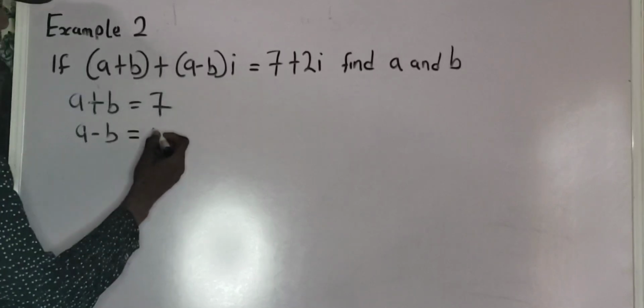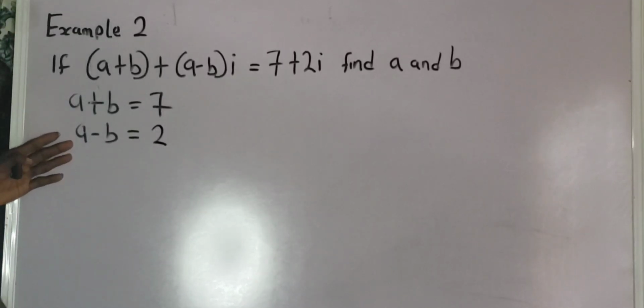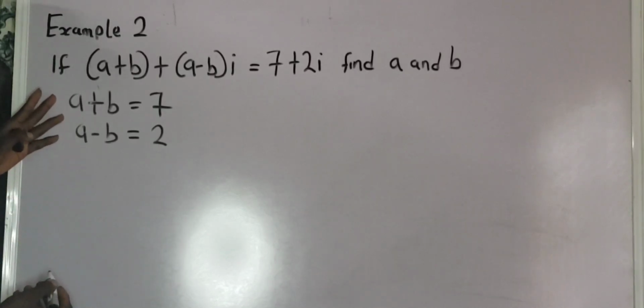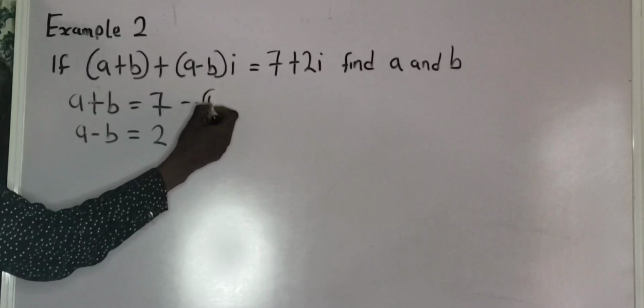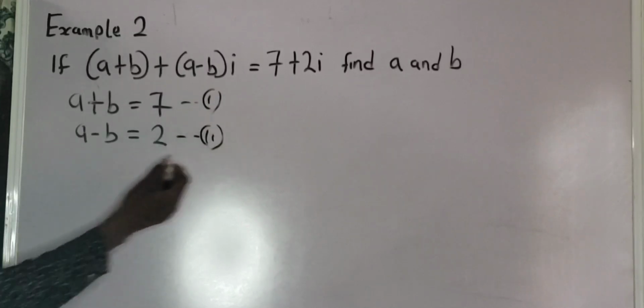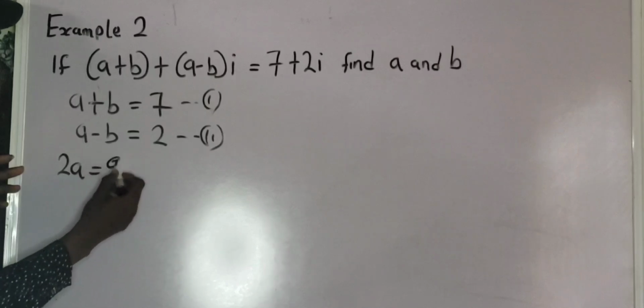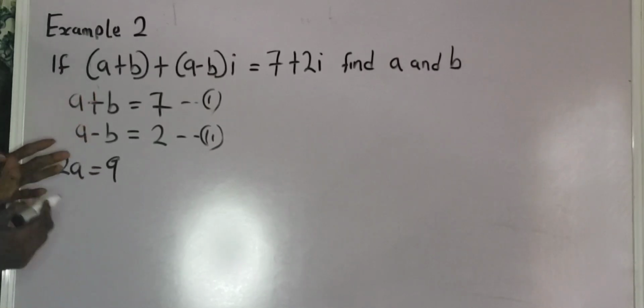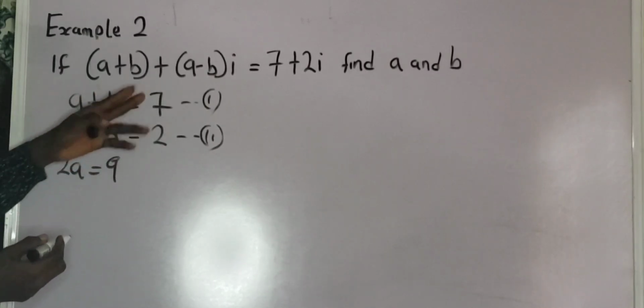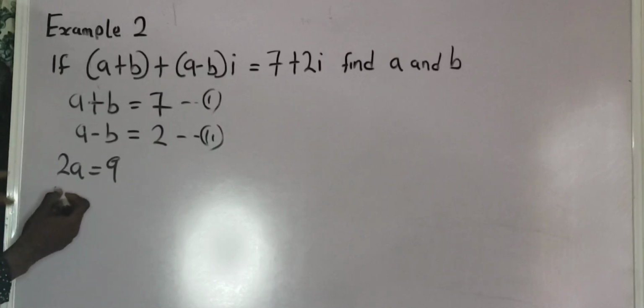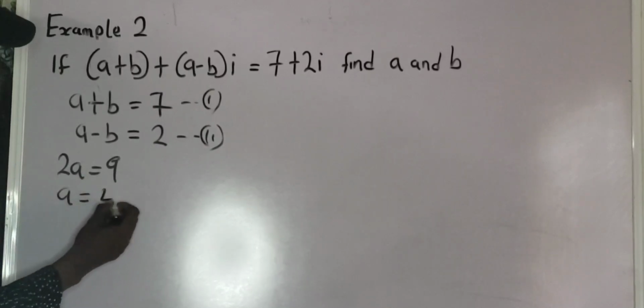You understand? So now, in order to determine the value of a and b, we are going to solve these equations simultaneously. Call this equation 1, and call this equation 2. Now, add both equations. We are going to have 2a equals 9, because plus b minus b is 0, a plus a is 2a, and 7 plus 2 is 9. So a equals 9 divided by 2, that is 4.5.